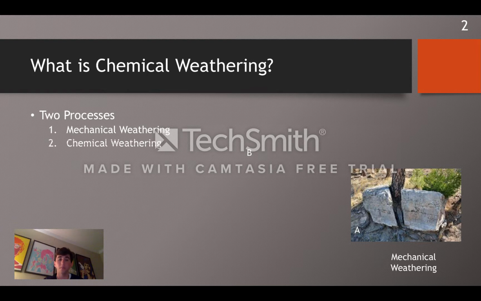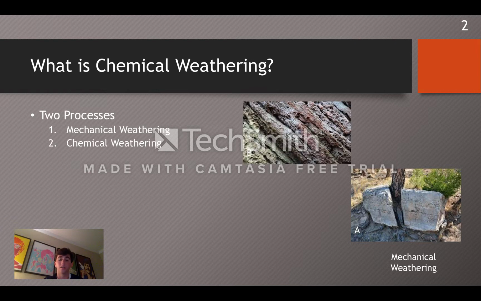Chemical weathering occurs when chemical reactions decompose the unstable minerals in a rock. In turn, the minerals are changed into stable products. Chemical weathering is also more prominent in tropical climate regions where temperature and precipitation are high. Figure B shows rocks affected by water.